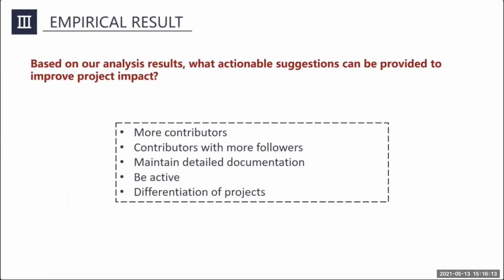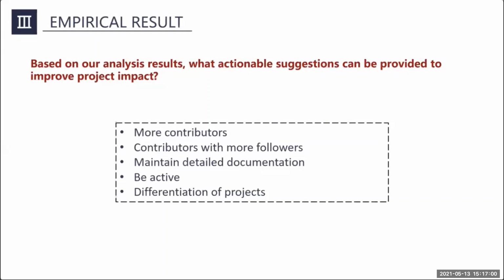To conclude, based on our analysis results, we can provide the following actionable suggestions for making your GitHub project impactful. First, more contributors. It seems quite intuitive. Here it means more active contributors. The second factor is that contributors had better have more followers, which is also intuitive, because if a contributor has more followers, that means he or she is an impactful person.